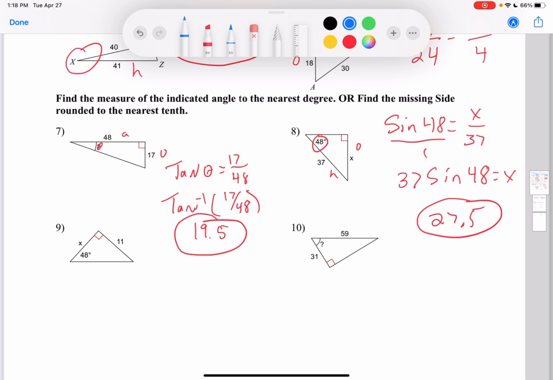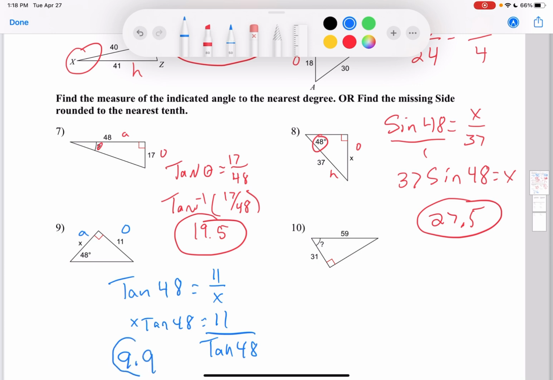Number 9, again, we're going to find a missing side. This is opposite, this is adjacent, so tangent. So tangent of 48 is equal to 11 over x. So cross multiply, that gives you x times the tangent of 48 equals 11. So you're going to take 11 divided by the tangent of 48. And we get 9.9 for a solution.